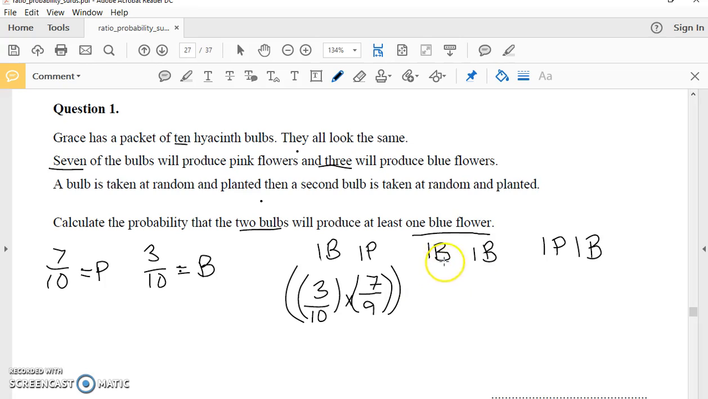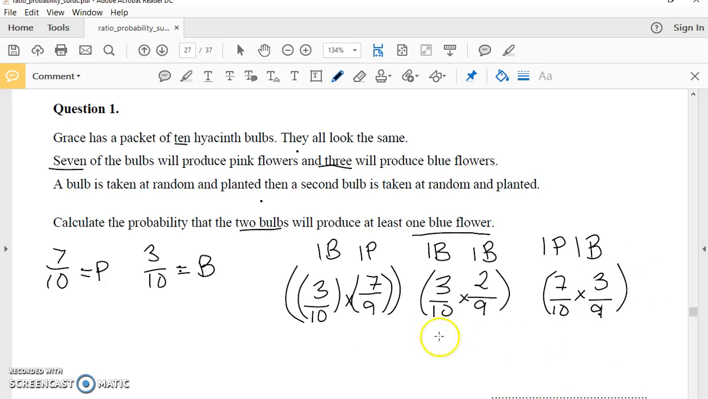Next one is blue and blue. So that's going to be 3 over 10 still, times, now I've taken away 1 of those blue bulbs, so now I only have 2 blue bulbs out of 9. Okay? And then the last one, I've got 7 out of 10. So I know that's my probability for pink, times 3 over 9, because I've got 3 of those bulbs that are blue out of the 9 left.